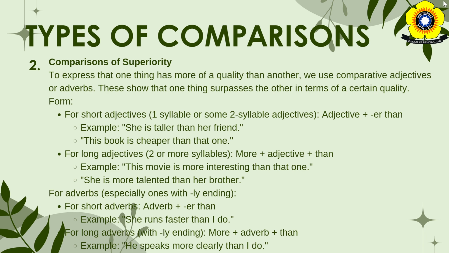For short adjectives, one syllable or some two-syllable adjectives, it is adjective plus er plus than. Example: She is taller than her friend. This book is cheaper than that one. For long adjectives, two or more syllables, it is more plus adjective plus than. Example: This movie is more interesting than that one. She is more talented than her brother.